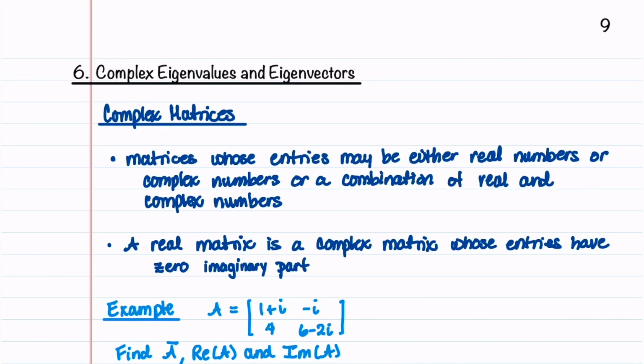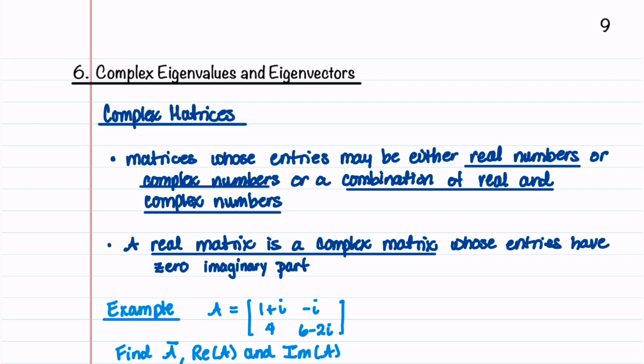Okay, we made it to the last topic. So our last topic is complex eigenvalues and eigenvectors. We'll begin by learning a little bit about complex matrices. Complex matrices are matrices whose entries may either be real numbers or complex numbers or a combination of real and complex numbers. Let's note that a real matrix is a complex matrix whose entries have 0 imaginary part.